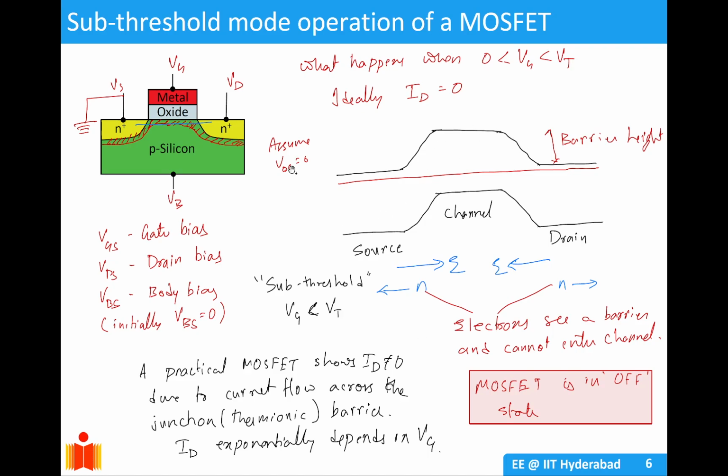But as you apply VG, this barrier starts reducing, and more and more thermionic emissions are possible, causing the ID to be exponentially proportional to VG in the subthreshold region.